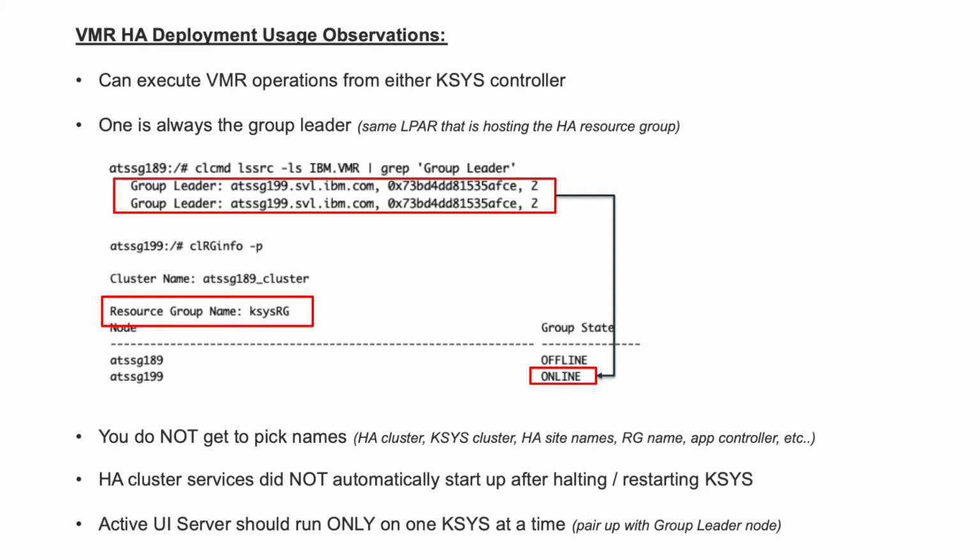I mentioned this earlier on. I said that the active UI server should only run on one of the KSYS nodes at a time. Ultimately, you want to have that UI server running on the node with the group leader. So what I'm going to do in my environment is customize some of the scripts so that whenever there's a failover, it automatically starts up the UI server services.